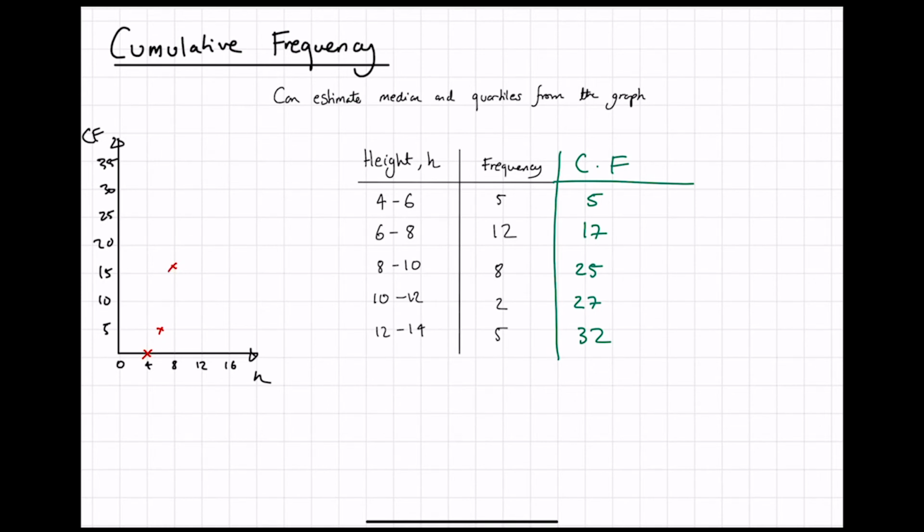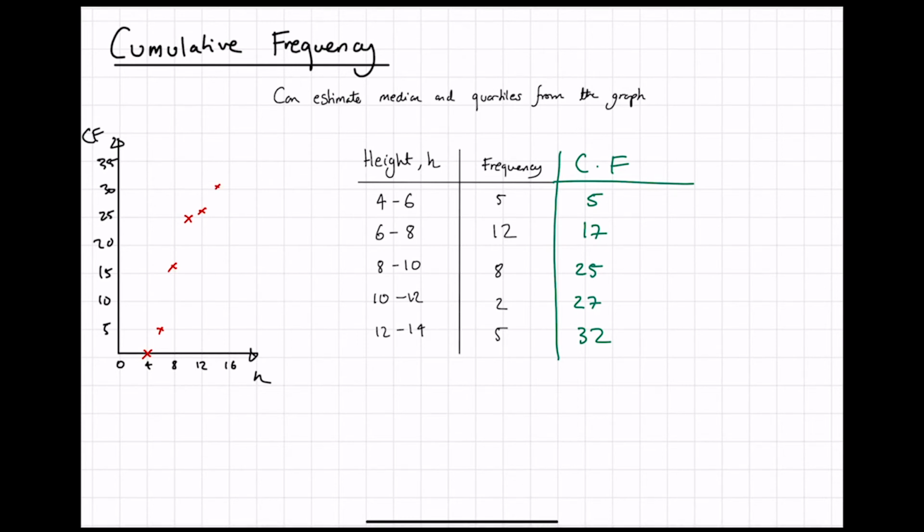Then at 10, I know it goes to 25. So at 10, it's 25. Then I know at 12, it goes to 27. So that's somewhere here. And then at 14, it goes to 32. So that would be somewhere over here.